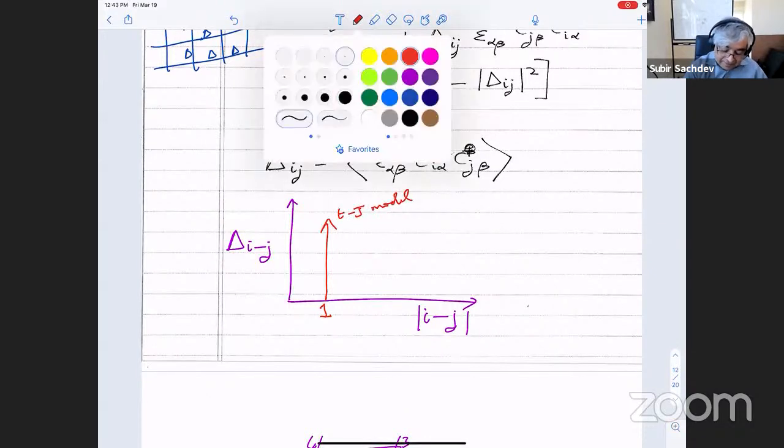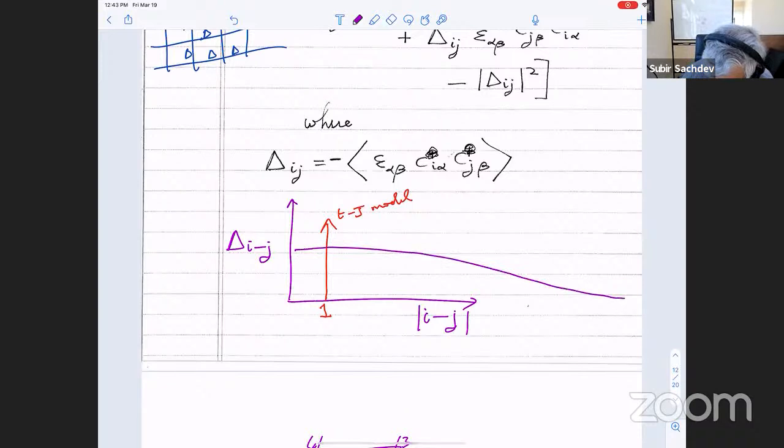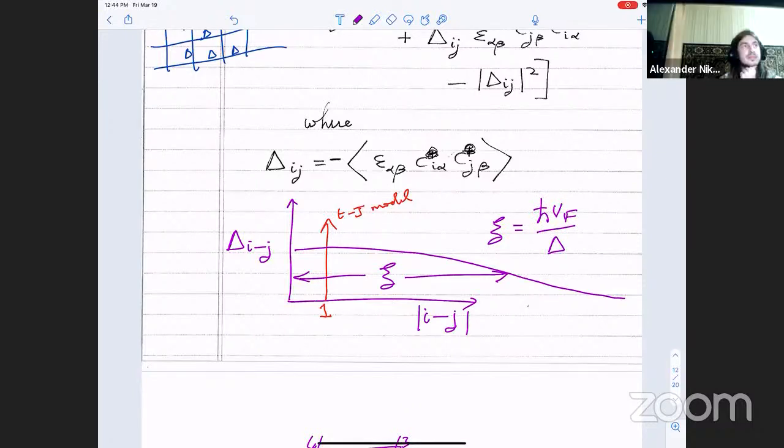And for BCS theory, it's a very smooth function. It's so long range that I can just draw it in the continuum. So in the continuum, it looks something like this. It falls off in some distance, a distance of order called the coherence length. And this coherence length, if you work it out from the BCS theory, turns out to be h bar v_F over the gap. So it's a long, thousands of angstroms, and the wave function is non-zero everywhere.